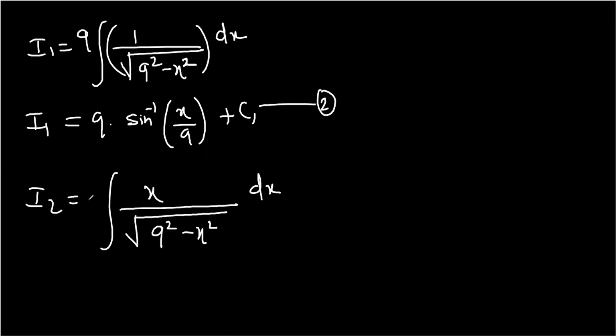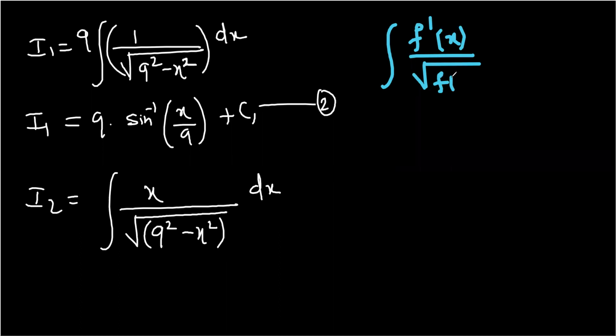So we got the second integral, that is I2, as the integral of x upon square root of 9 square minus x square. What I do here is, it reminds me of one very important result which we had done in earlier videos, and it was the integral of f dash x upon square root of f of x dx.